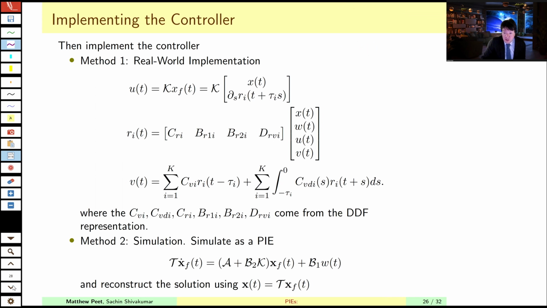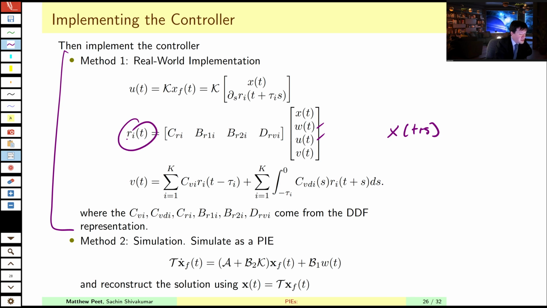Next, in controller synthesis, how do we implement our controllers, or our observer gains, if you will? Well, it depends on what your purpose is. If you actually want to implement this in the real world, it's a little bit more complicated, because you've got to record the history, x of t plus s, and not just of x, but of w and u.